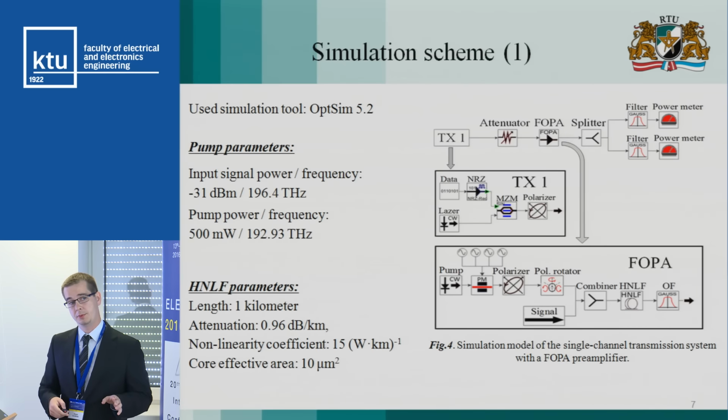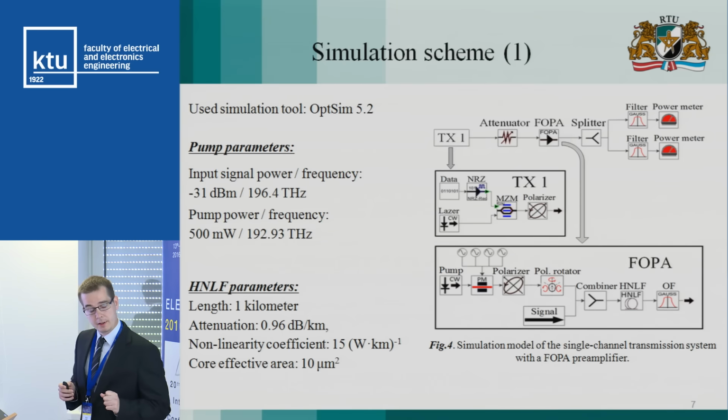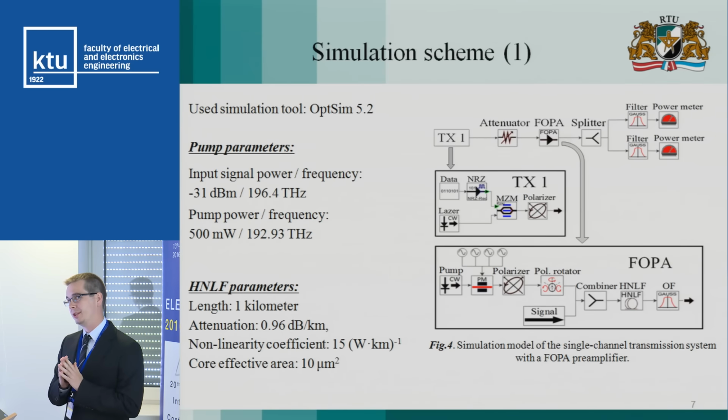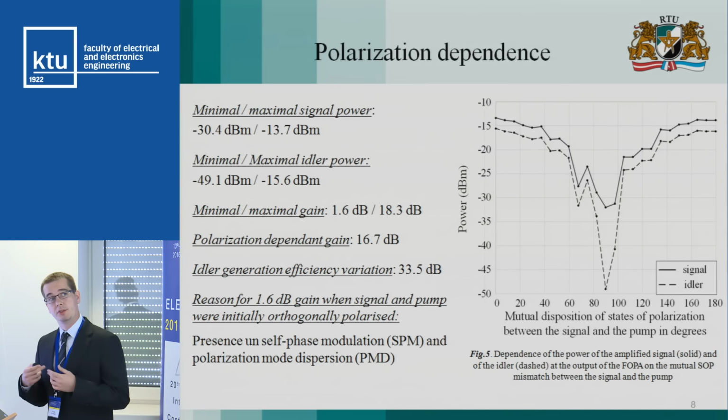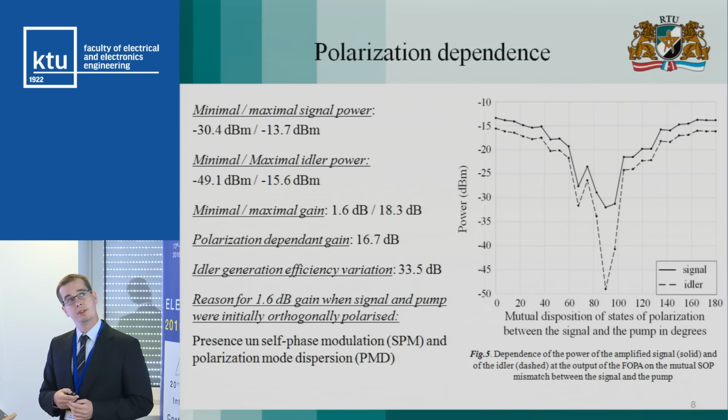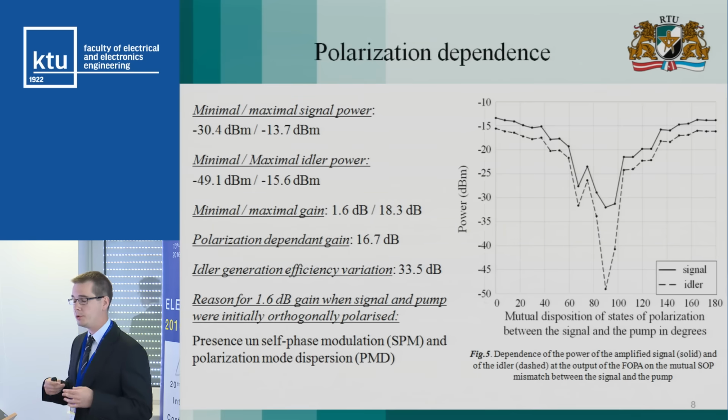They both were transmitted through a 1 kilometer long span of highly nonlinear fiber, at the end of which the pump was filtered out and the idler and the signal were divided among two receivers. In order to ensure a certain mismatch in the states of polarization of the initial signal and of the pump, a polarization rotator was used. So here you can see the obtained results. Here you can see the dependence of the power of the signal and of the idler spectral component on the mutual mismatch of the states of polarization of the signal and of the pump.